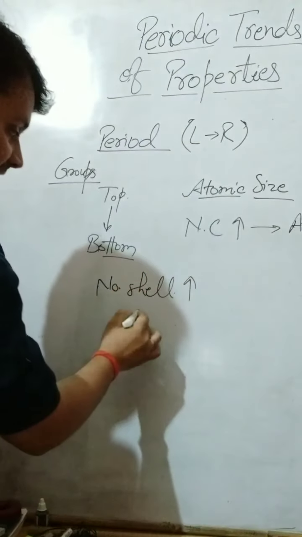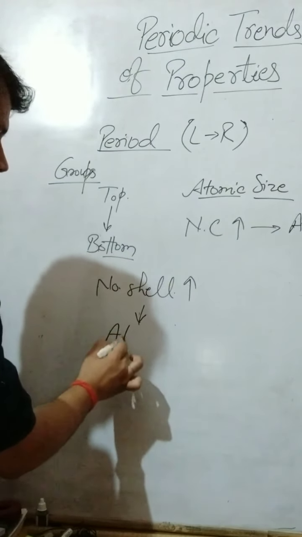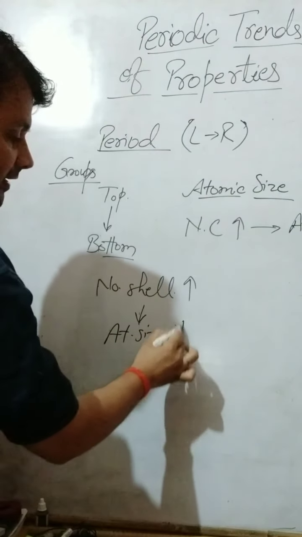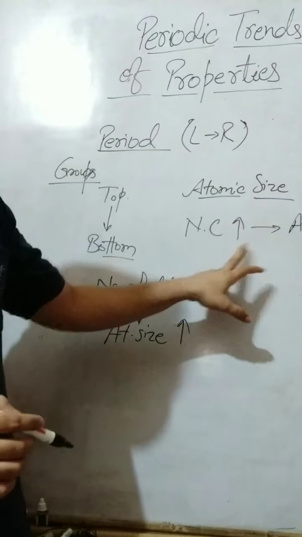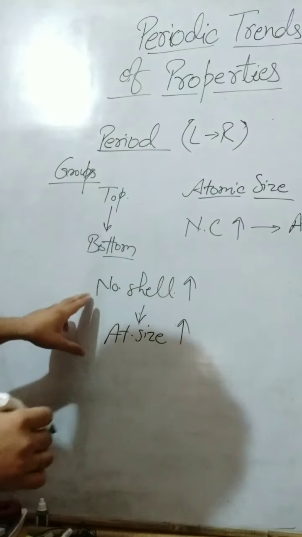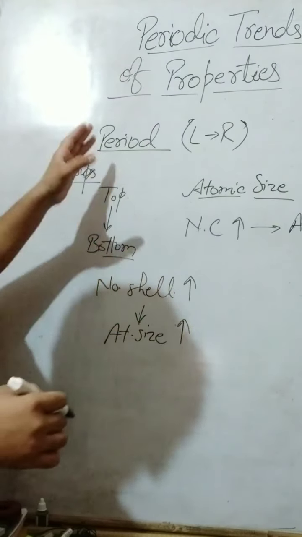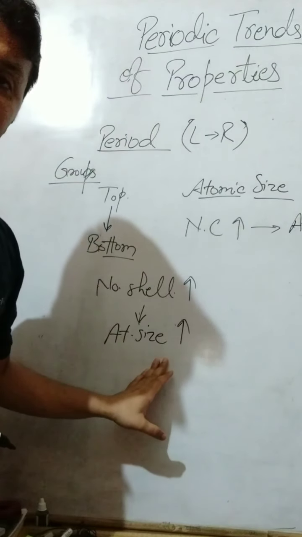So what will happen to atomic size? The atomic size will increase. This is the general trend which we follow. In a period, the nuclear charge increases and atomic size decreases, and the number of shells increases in a group. In a group, the atomic size also increases.